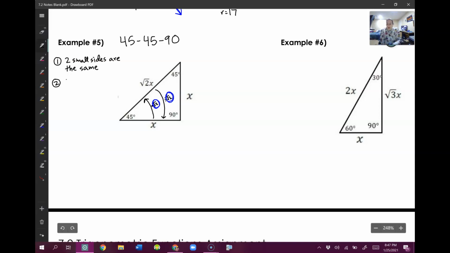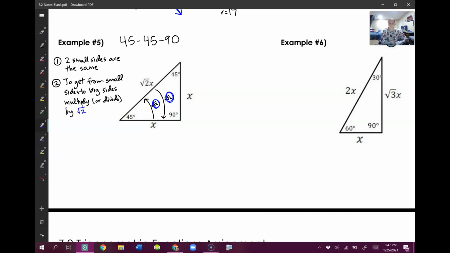So the second pattern, to get from small sides to big sides, multiply, and I'll put in parentheses, or divide, by root 2. That's our magic number, by root 2.